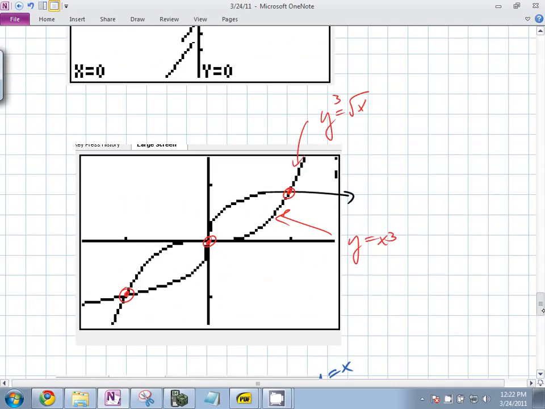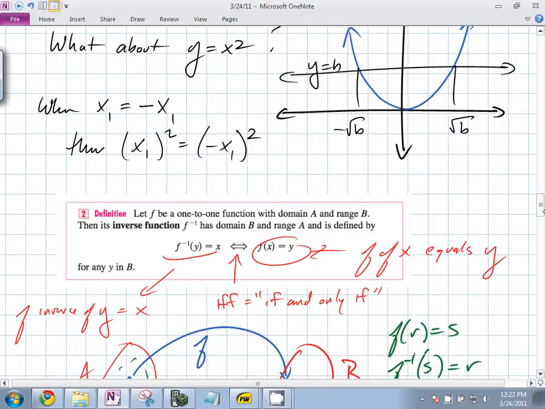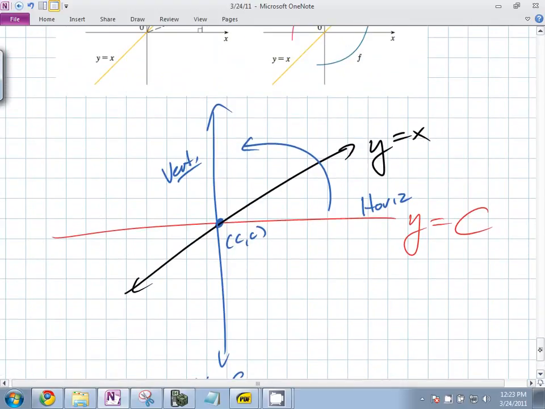You'll notice in this definition, this is really important, it says, let f be a one-to-one function with domain A and B. Its inverse. Remember, look how it starts with one-to-one. Why do we need one-to-one functions? Because if a function isn't one-to-one, what's its inverse going to be? Or I'll be more specific, what's its inverse not going to be?